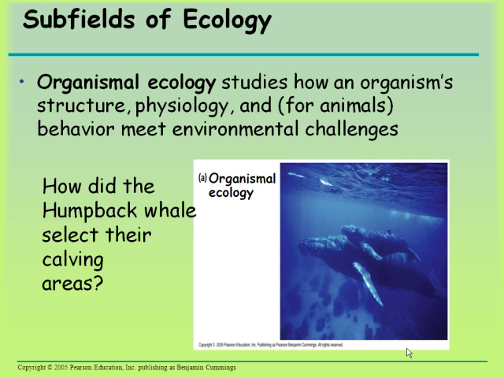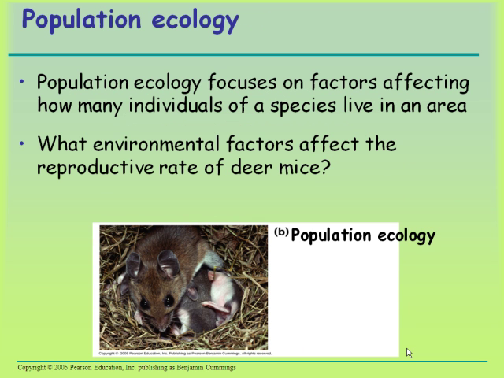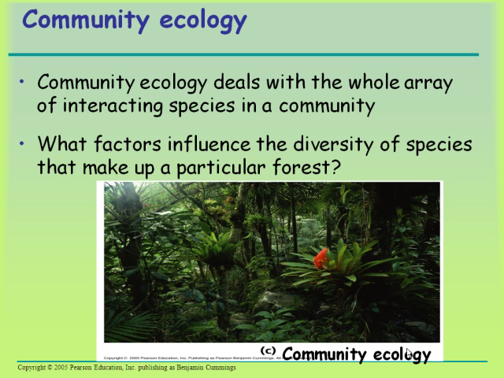There are subfields of ecology. Organismal ecology studies how an organism's structure, physiology, and, for animals, behavior meets environmental challenges. Here is a humpback whale and its calf, and how did the humpback whales select their calving areas? This is a question for organismal ecology. Population ecology focuses on factors affecting how many individuals of a species live in an area. What environmental factors would affect the reproductive rate of the deer mice here?